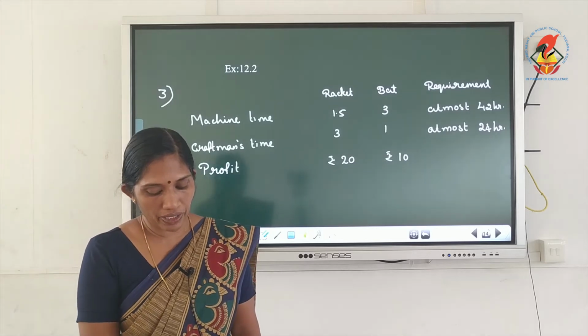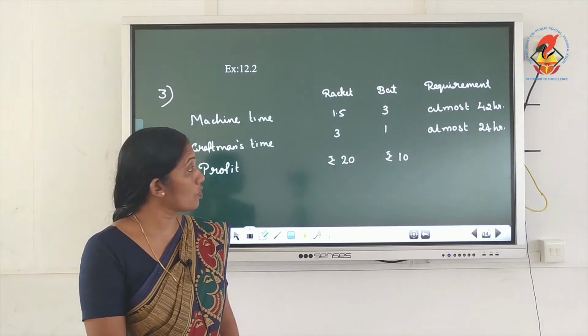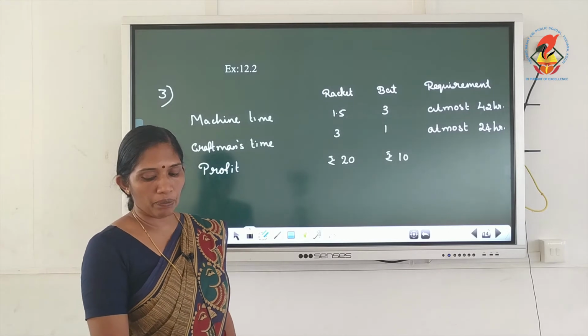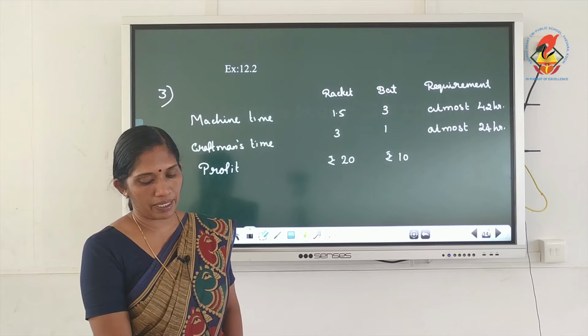It is given that if the profit on a racket and on a bat is rupees 20 and rupees 10 respectively, find the maximum profit of the factory when it works at full capacity.